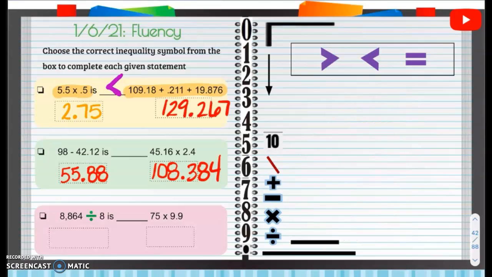All right, now we've got to figure out which one's bigger. Let's see. Bigger mouth eats the bigger number. 108 is bigger. So the bigger mouth eats the bigger number. So it's the same as up above. That is going to be our symbol. All right, last but not least, here we go.